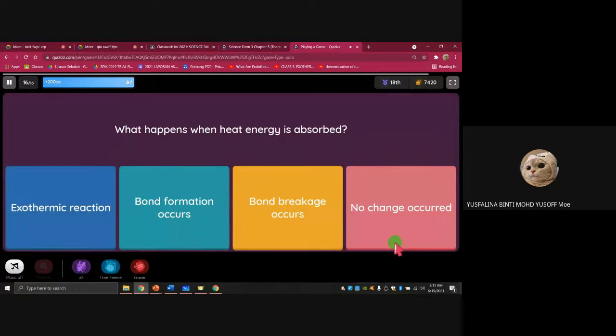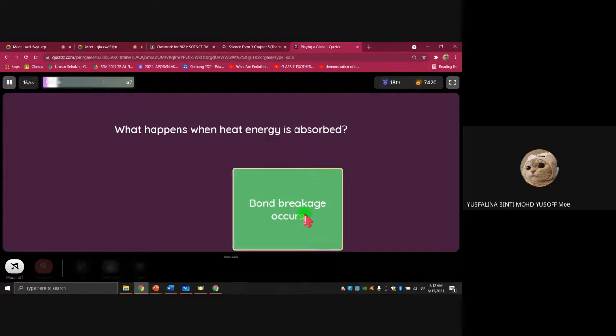Okay, and then the last one. What happens when the heat energy is absorbed? So I would like to call Song Jia Jun. What happened to the heat energy? What does the heat energy do to the chemical bond? Bond formation occurs. Okay, remember just now I told you when you want to form a bond, the heat must be released. If you want to break the bond, you have to absorb the heat energy. So the heat energy being absorbed is used to break the molecule bond. So when heat energy is absorbed, bond breakage occurs.